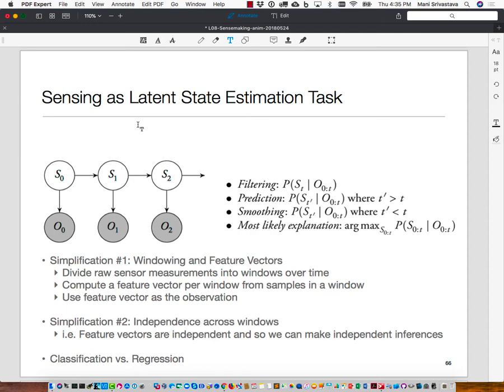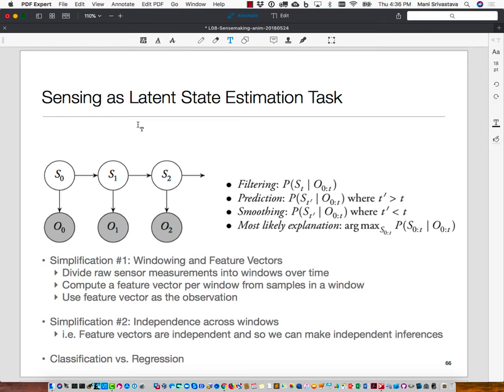So the task that we face is, given these observations, we are trying to infer what is happening to those states, what was happening to that person, right? So that's why I call it sensing as a latent state estimation task. Latent means hidden. So there's a hidden state which we are not able to directly observe, and sensing is the process of estimating what that state is. Now, is this clear, what's going on? So hidden state, we are getting some observations, we are trying to estimate that.